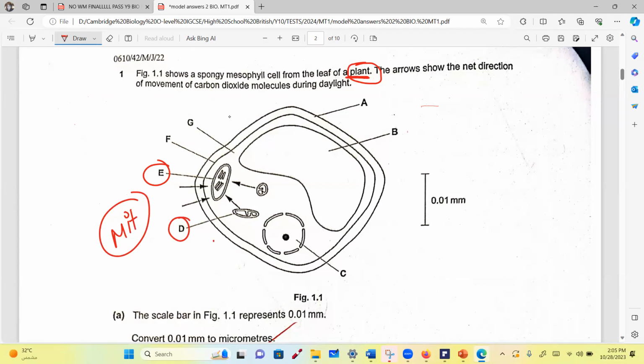Of course, A is what? It's very obvious. A is the cell wall. What is B? The vacuole. Of course, it's the vacuole. C is what? The nucleus. Now, this question was in last year's exam, May/June 22. Very easy question. I chose the easiest questions for you.